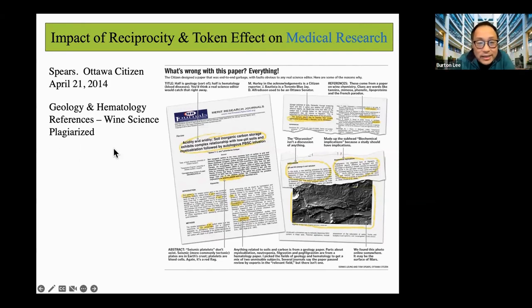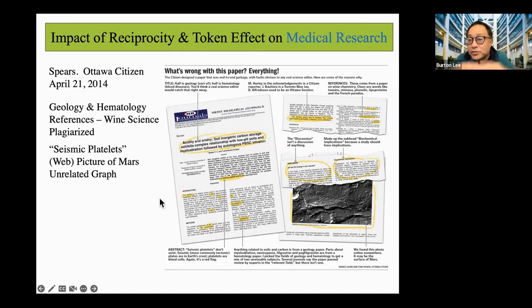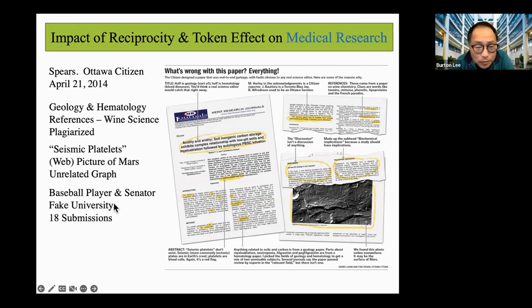If you understand what that means, the entire paper is plagiarized because he simply copied and pasted from real journals. And because it's a combination of geology and hematology, he made up fake terms like seismic platelets. Then he put in the picture of Mars because he thought it looked pretty cool, and he put in unrelated graphs because they were colorful and just looked good. Then he used names of baseball players and senators. The universities of these people were all fake, and he submitted it to 18 different open access journals to see what would happen. And this is what happened.